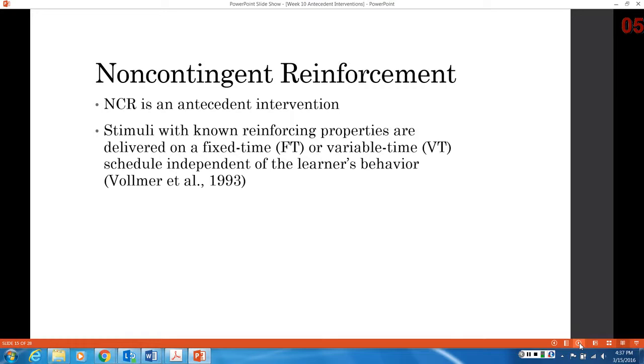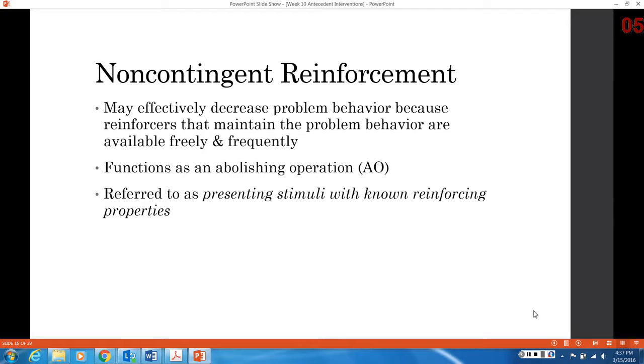Non-contingent reinforcement, or NCR, involves the delivery of reinforcers on a fixed time or variable time schedule independent of the learner's behavior. When non-contingent reinforcement procedures are in place, one may see a decrease in problem behavior as a result. The reason for this decrease in problem behavior is that an abolishing operation is in effect. The reinforcers that maintain problem behavior are available freely and frequently, and thus the reinforcer maintaining problem behavior loses its effectiveness as a reinforcer and makes problem behavior less likely.